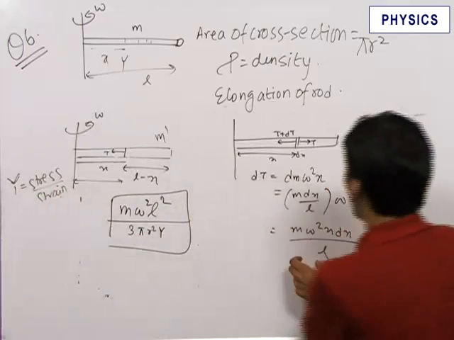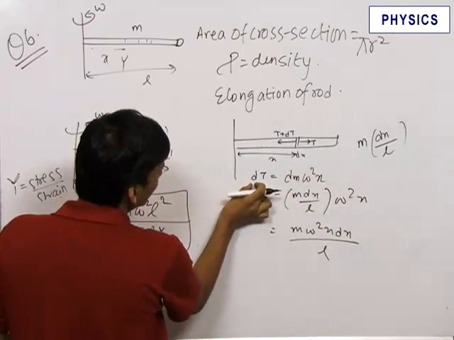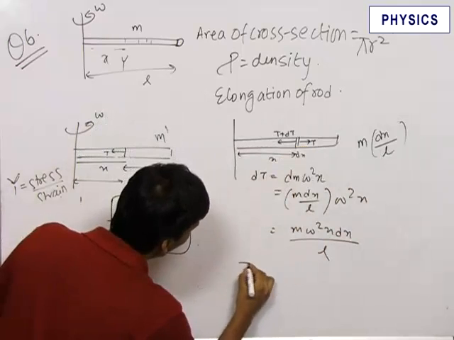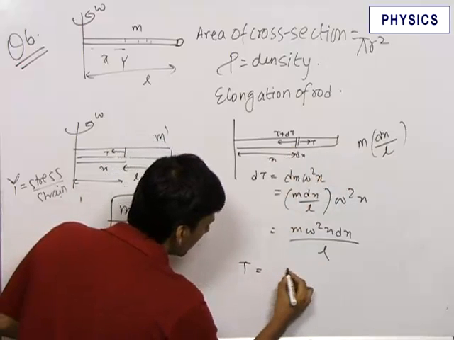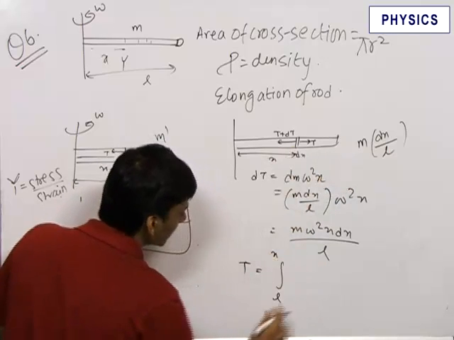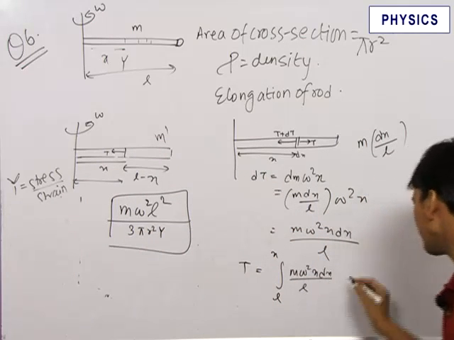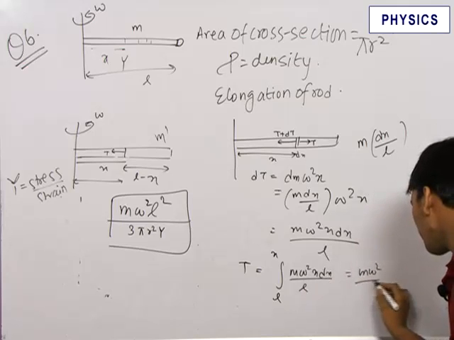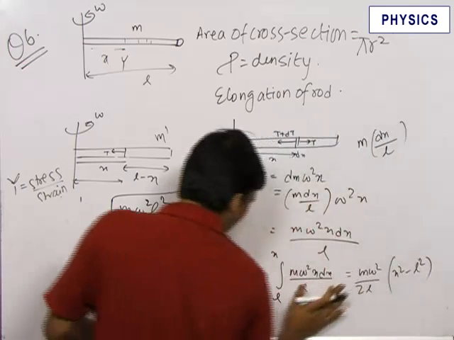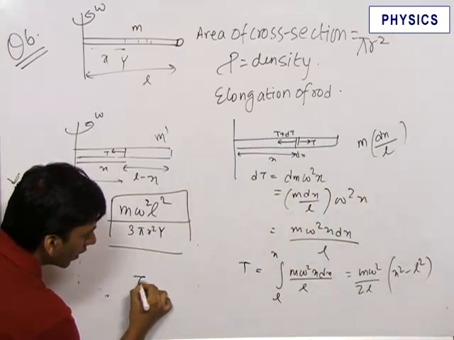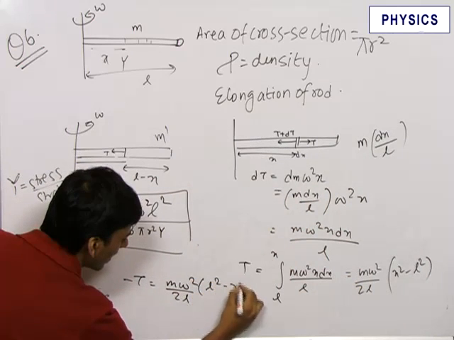Now, this is the small change in tension at a distance x. That is the small increase in tension at the distance x. We need to find out the total increase in tension as we go from here to here. That is equal to integration L to x of m omega square x dx upon L. This comes out to be equal to m omega square upon 2L into x square minus L square. Now, this is equal to m omega square upon 2L into L square minus x square.